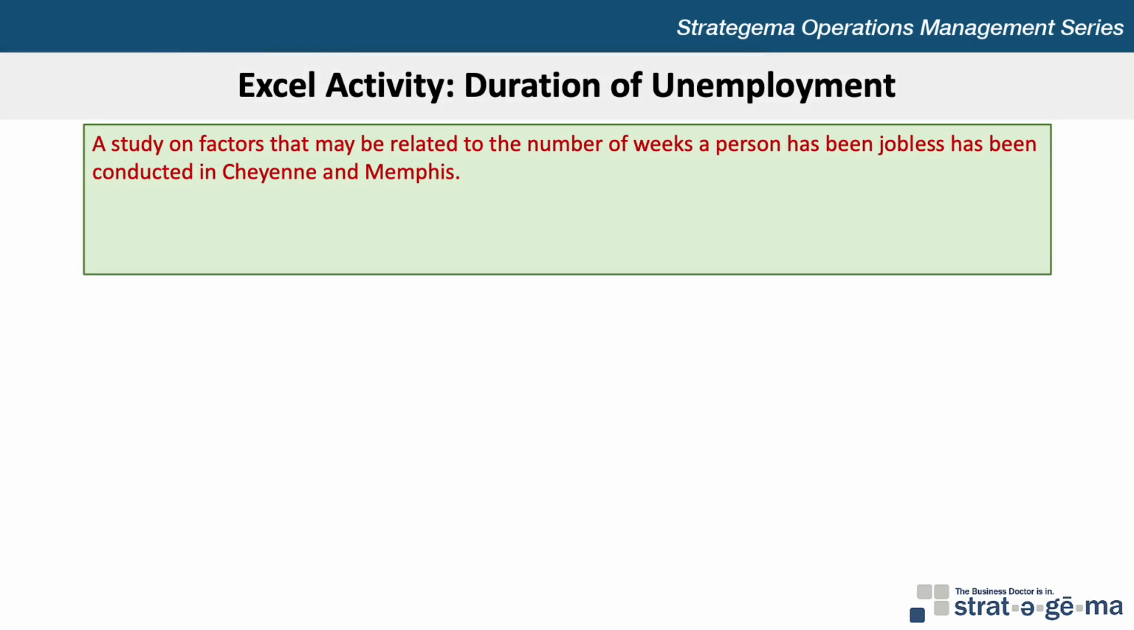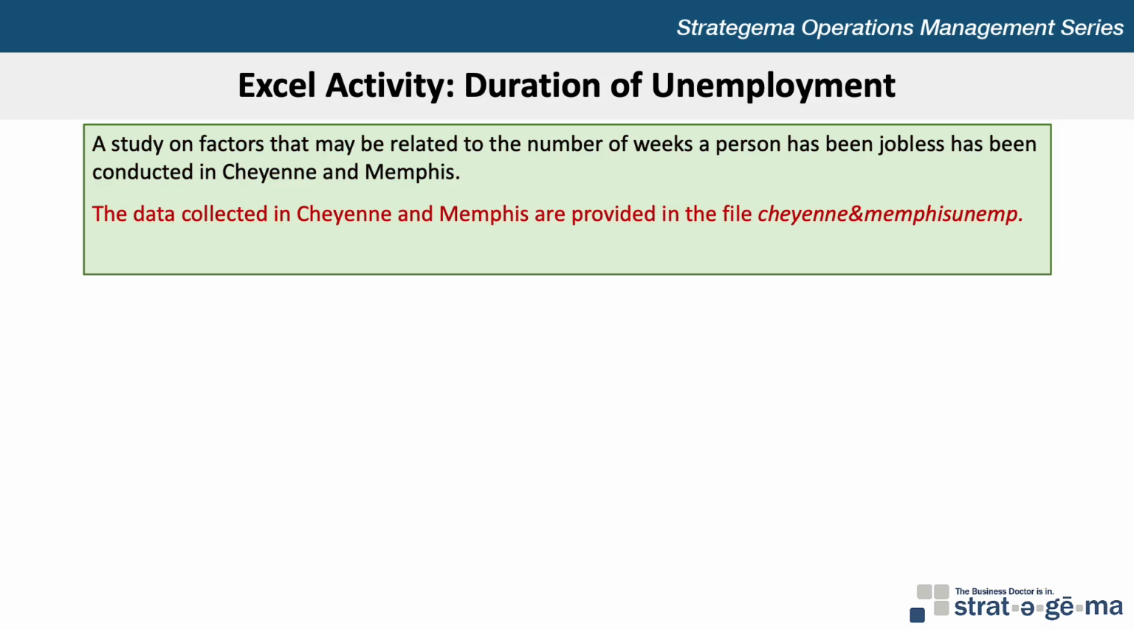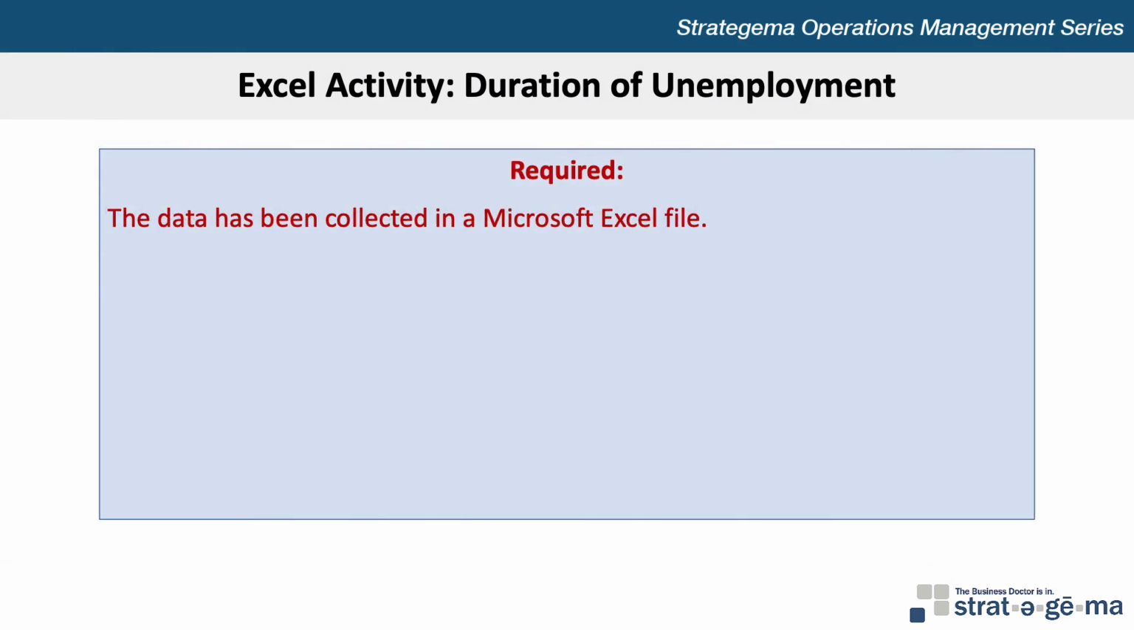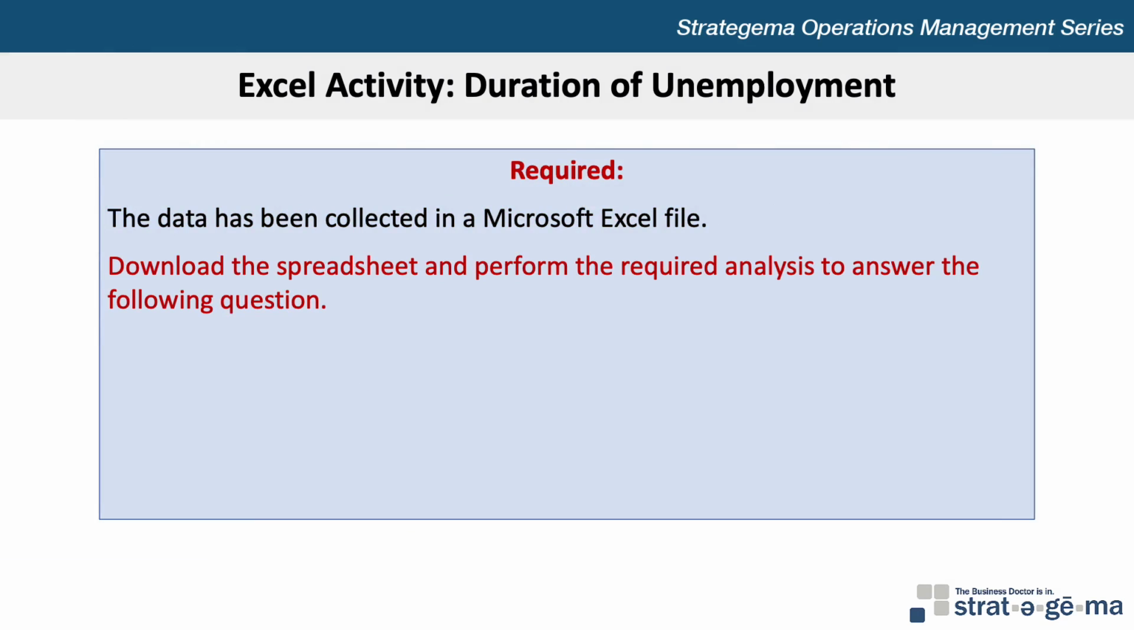A study on factors that may be related to the number of weeks a person has been jobless has been conducted in Cheyenne and Memphis. The data collected in Cheyenne and Memphis are provided in the file Cheyenne and Memphis UNEMP. The following information was collected in the study that includes data on weeks, age, marital status, etc. The data has been collected into a Microsoft Excel file. Download the spreadsheet and perform the required analysis to answer the following question.